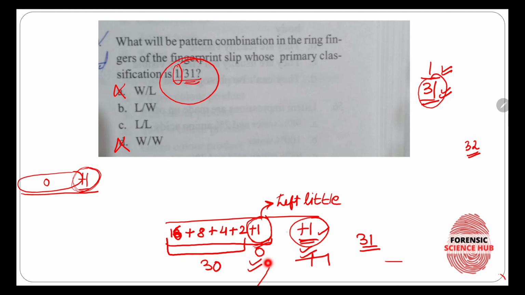So what they are asking us in the question is we need to tell about the ring finger. So just make this one 0. Then they're talking about the ring finger. Now the ring finger is going to be which finger? This one. This 2 is the ring finger, and since this value is not 0, that means it is a whorl, right? So the correct option is going to be loop by whorl. I hope you understood this one. The right option is going to be B.